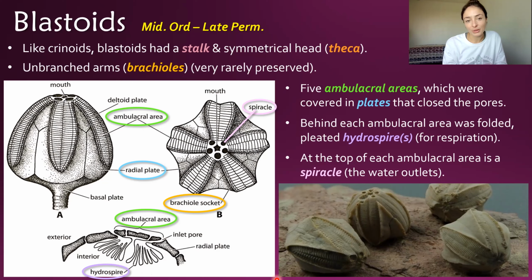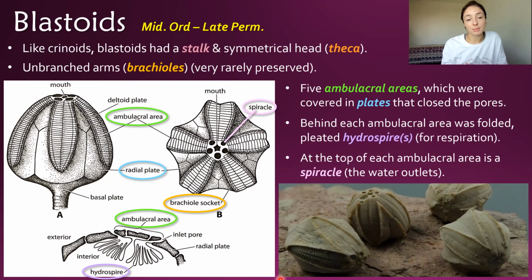So first I want to briefly go over blastoids, which went from the mid-Ordovician to the late Permian period. So yes, they are extinct, but they are really important in the fossil record because they can be really good index fossils, and they have a really distinctive morphology. So let's go over what their morphology is.